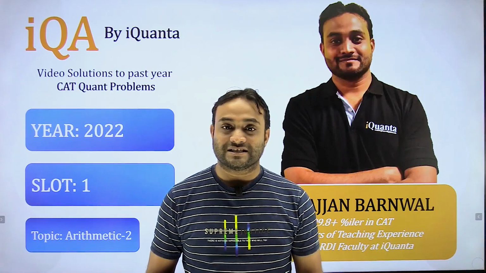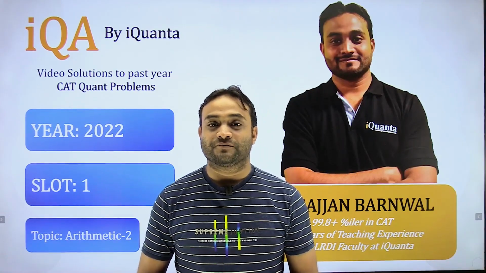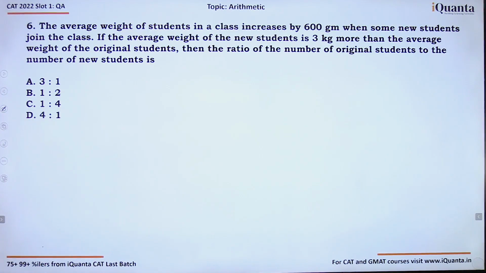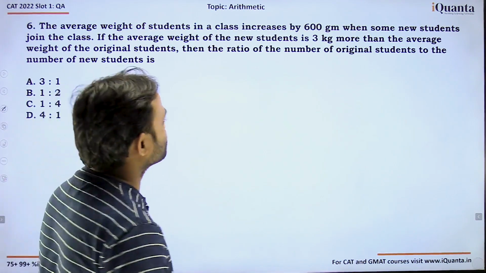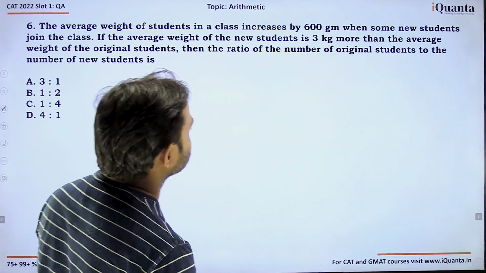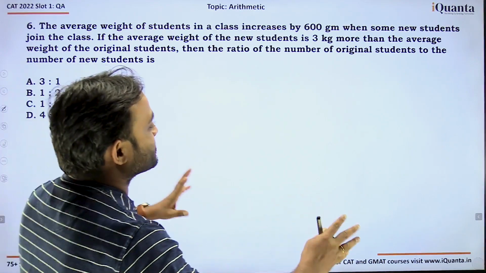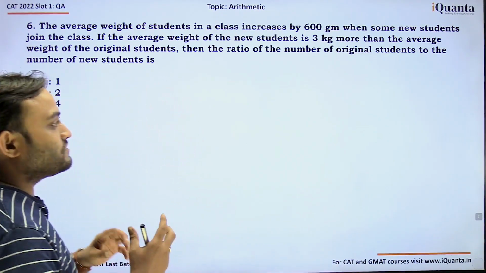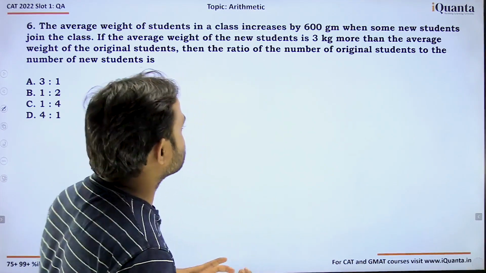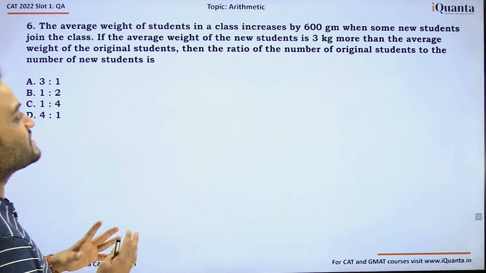Now I'm going to discuss the rest of the arithmetic problems from the CAT 2022 Quantitative Aptitude section, first slot questions. This first question is from average, a very beautiful question. You can mess it up by using too many variables and get lost during the solution, or you can use the deviation method and solve it smartly, within 30 seconds.